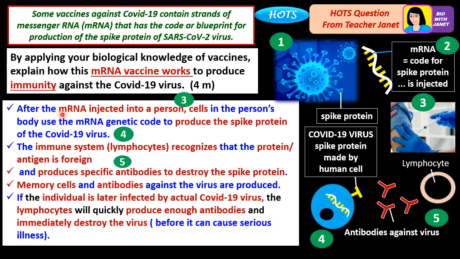That means only the first step is different. The rest of the steps are the same. The first step, when the mRNA is injected into the person and causes the person's own cells to produce the spike protein. That's different compared to other vaccines.